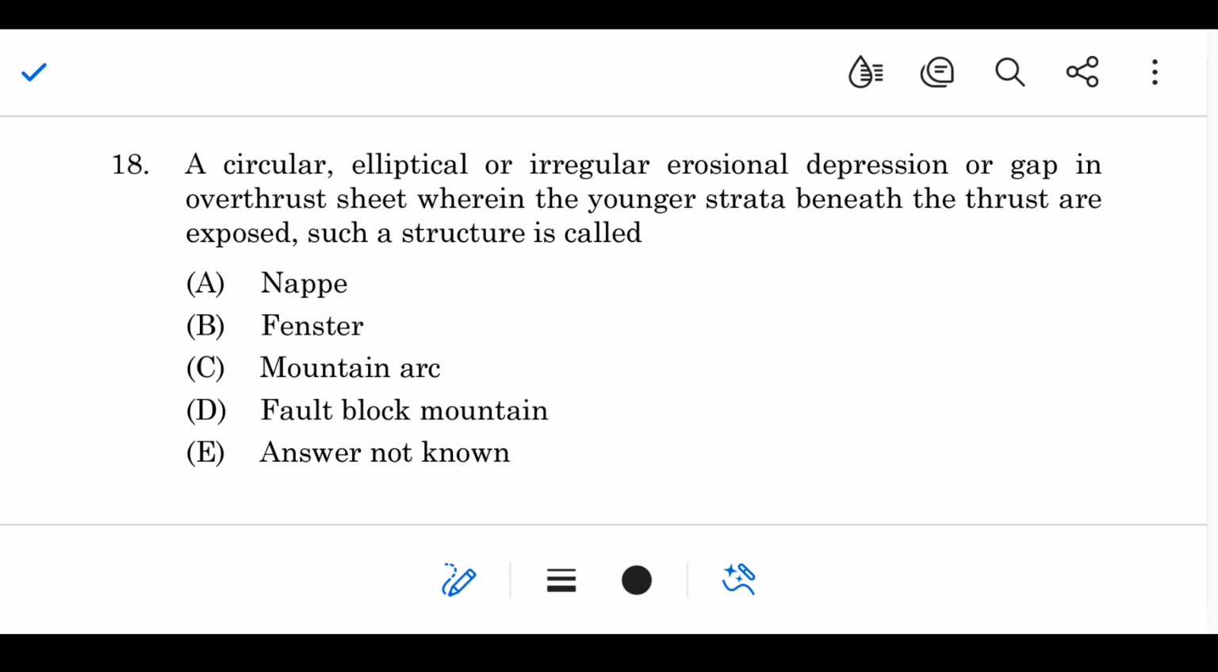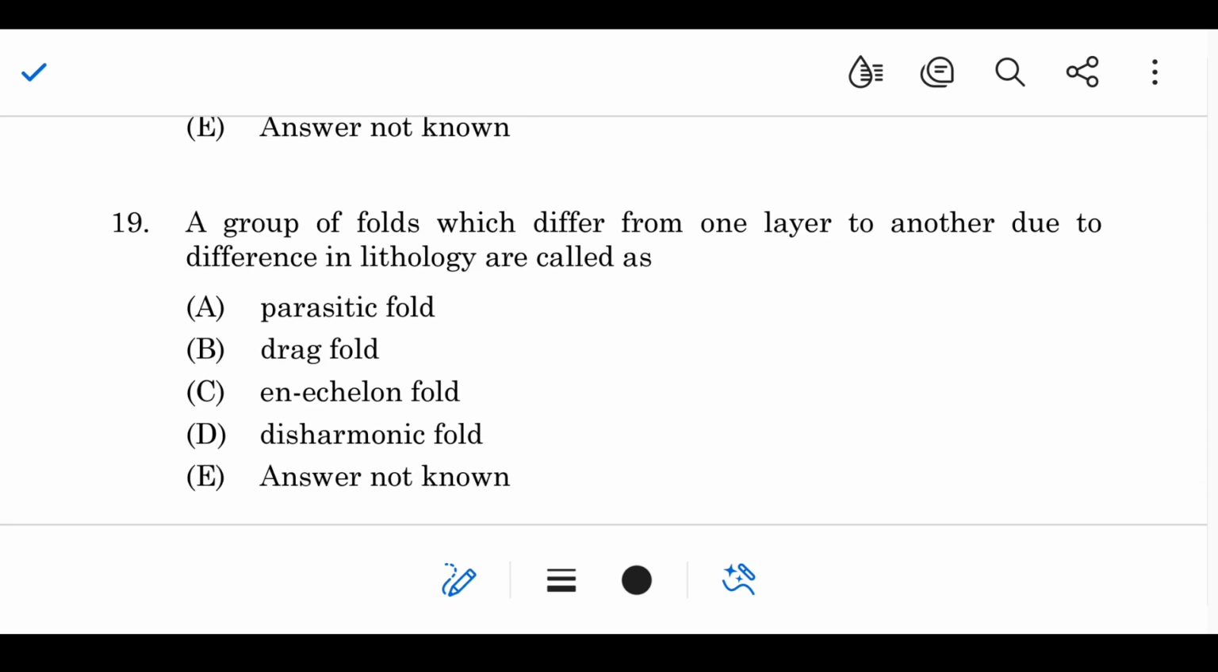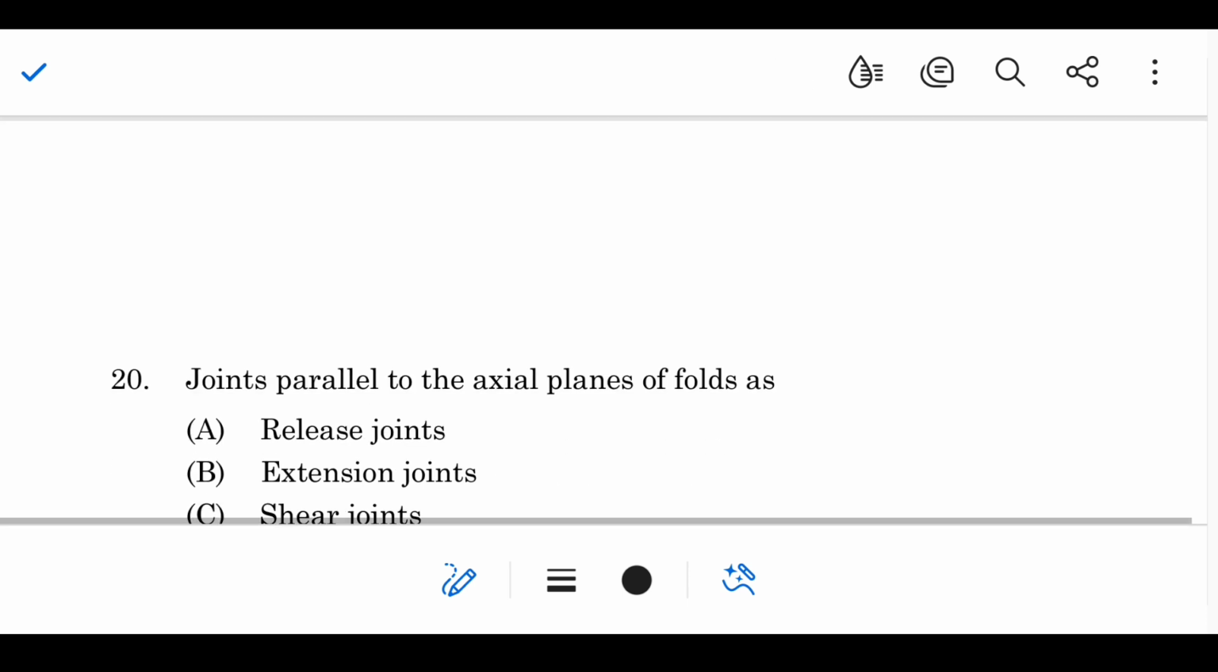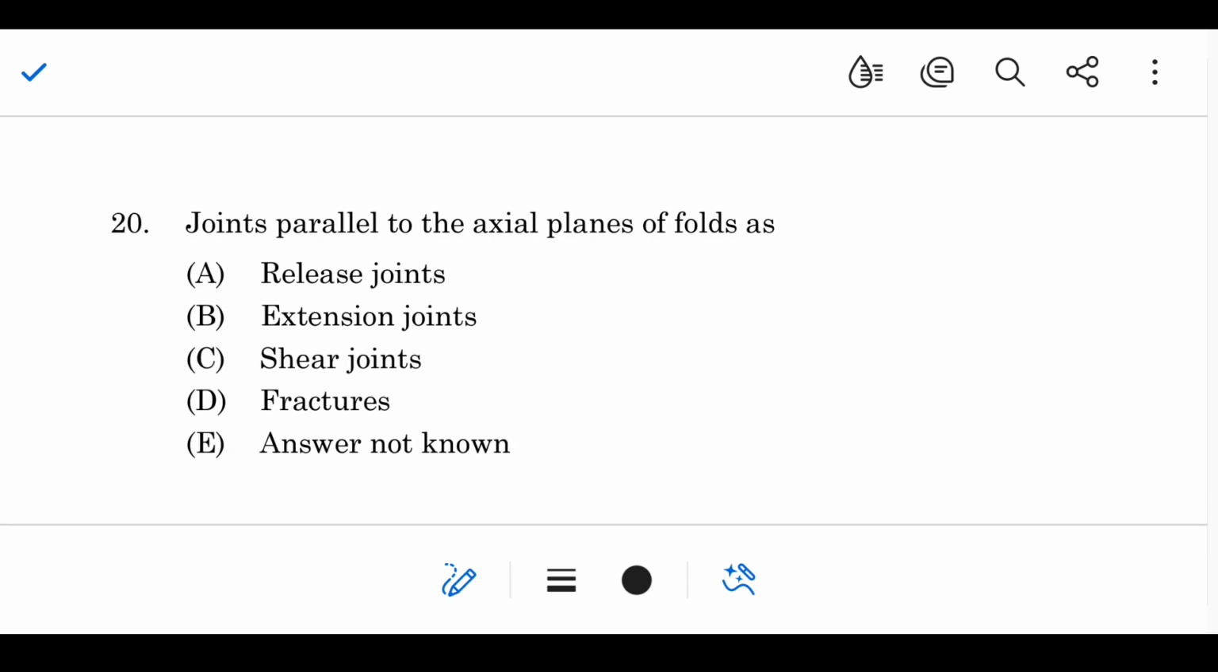18th question, a circular, elliptical or irregular erosional depression or gap in an overthrust sheet wherein the younger strata beneath the thrust are exposed, such a structure is called fenster. 19th question, a group of folds which differ from one layer to another due to difference in lithology are called disharmonic folds. 20th question, joint parallel to the axial plane of fold is release joint.